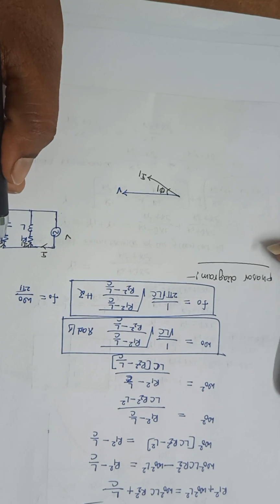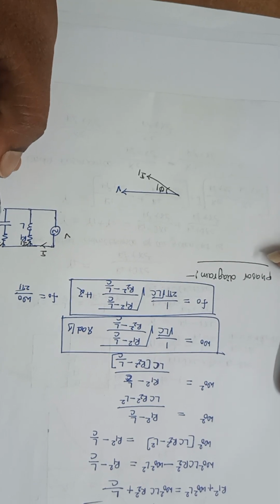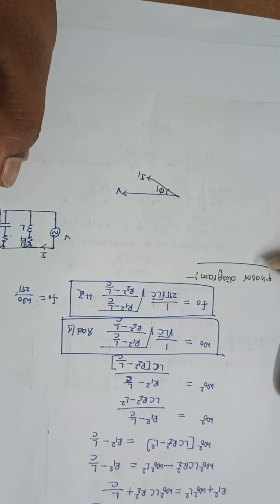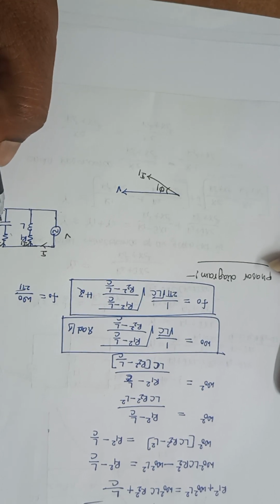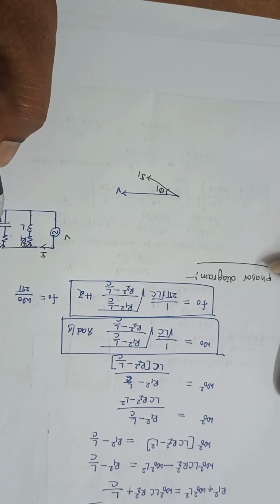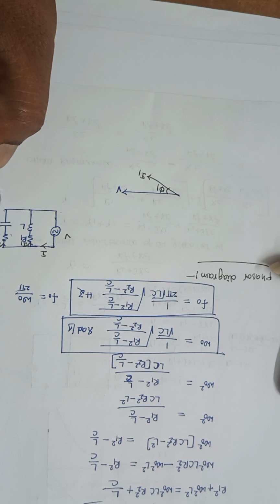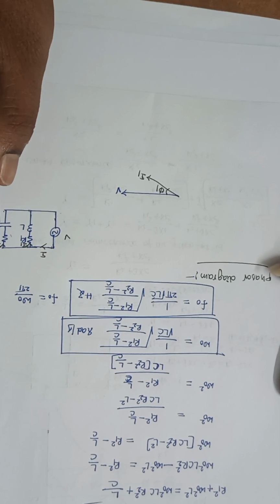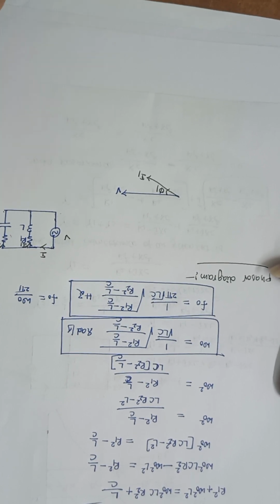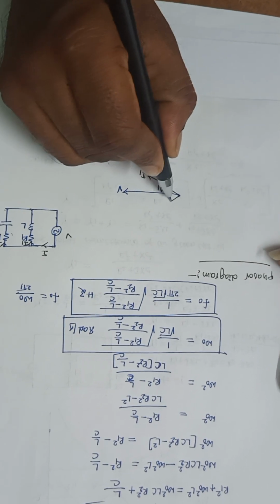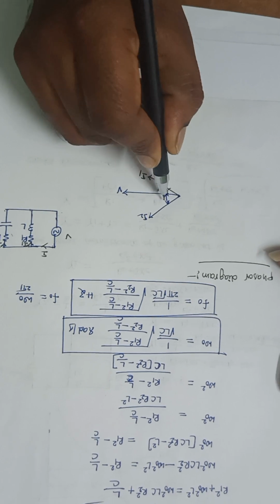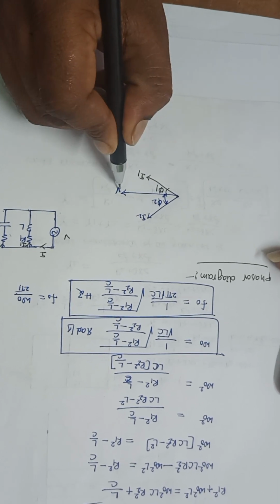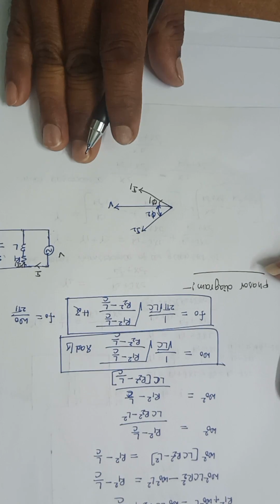Now this current, it is a capacitance. In a pure resistor, the current and voltage are in phase. In a pure capacitor, the current leads the voltage by 90 degrees, but it is a combination of resistance and capacitance. So this current leads this voltage by some angle, that is phi 2. So this is the current I2. This current leads this voltage by an angle phi 2.